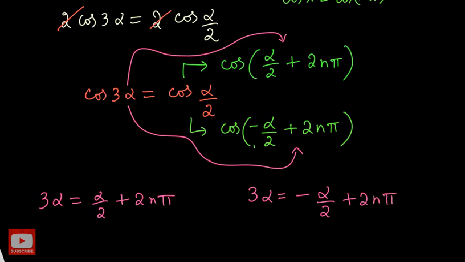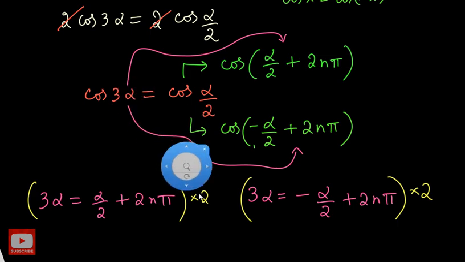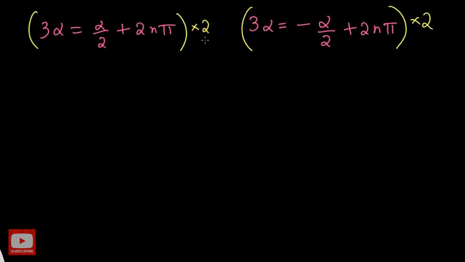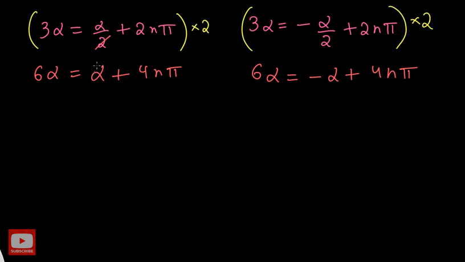If you want to get rid of the 2 from the denominator, you can just multiply both sides of the equations by 2. So what do we get? 2 times 3 alpha is 6 alpha equal to, when you multiply 2 with this alpha by 2, this 2 will cancel out. So we just have alpha plus 2 times 2n pi, which is 4n pi. The same thing happens here. We get 6 alpha is equal to minus alpha plus 4n pi. Okay, we bring this alpha to the left side. 6 alpha minus alpha will become 5 alpha, that is equal to 4n pi, and alpha will be 4n pi by 5.